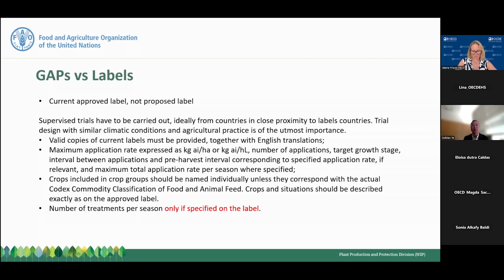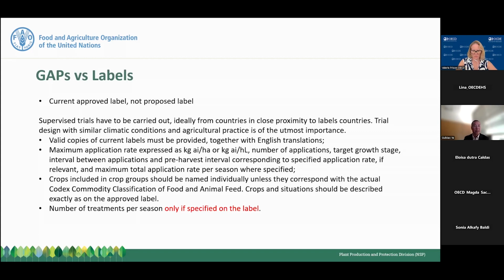And then we have some specific requirements on how to present the GAP. The maximum application rate should be expressed as kilogram AI per hectare or kilogram AI per 100 liter. And we also mention the number of applications and target growth stage, and also the interval between applications and the pre-harvest interval, corresponding to the specific application rate.